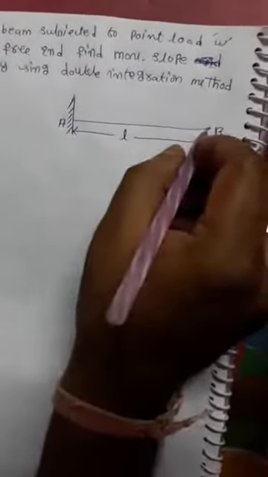For this statement, the diagram is a cantilever beam. One end is fixed and the other end is free, and the span length is assumed as L. It is subjected to a point load W not at the free end. This is the free end and this is the fixed end. The fixed end is assumed as A, and this is end B.